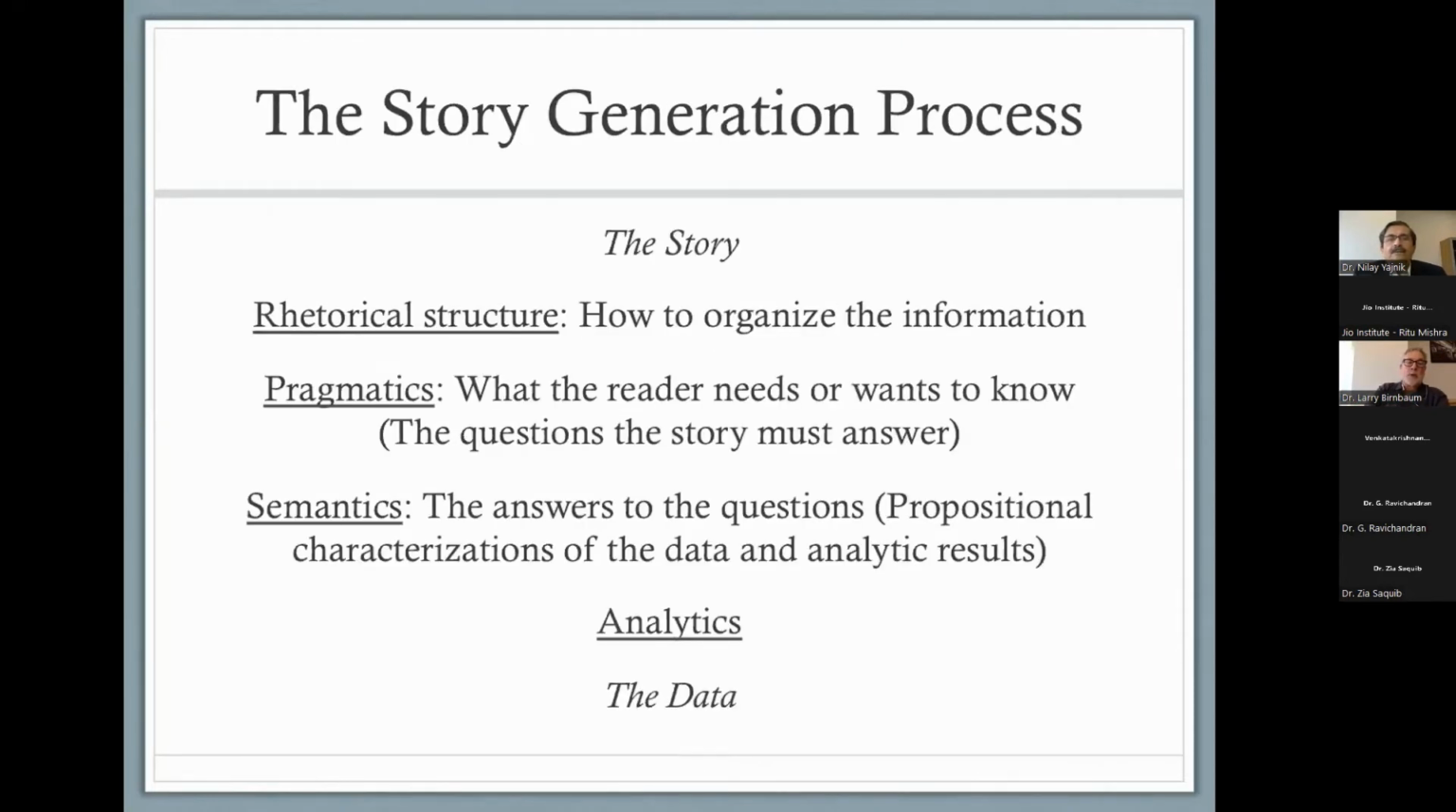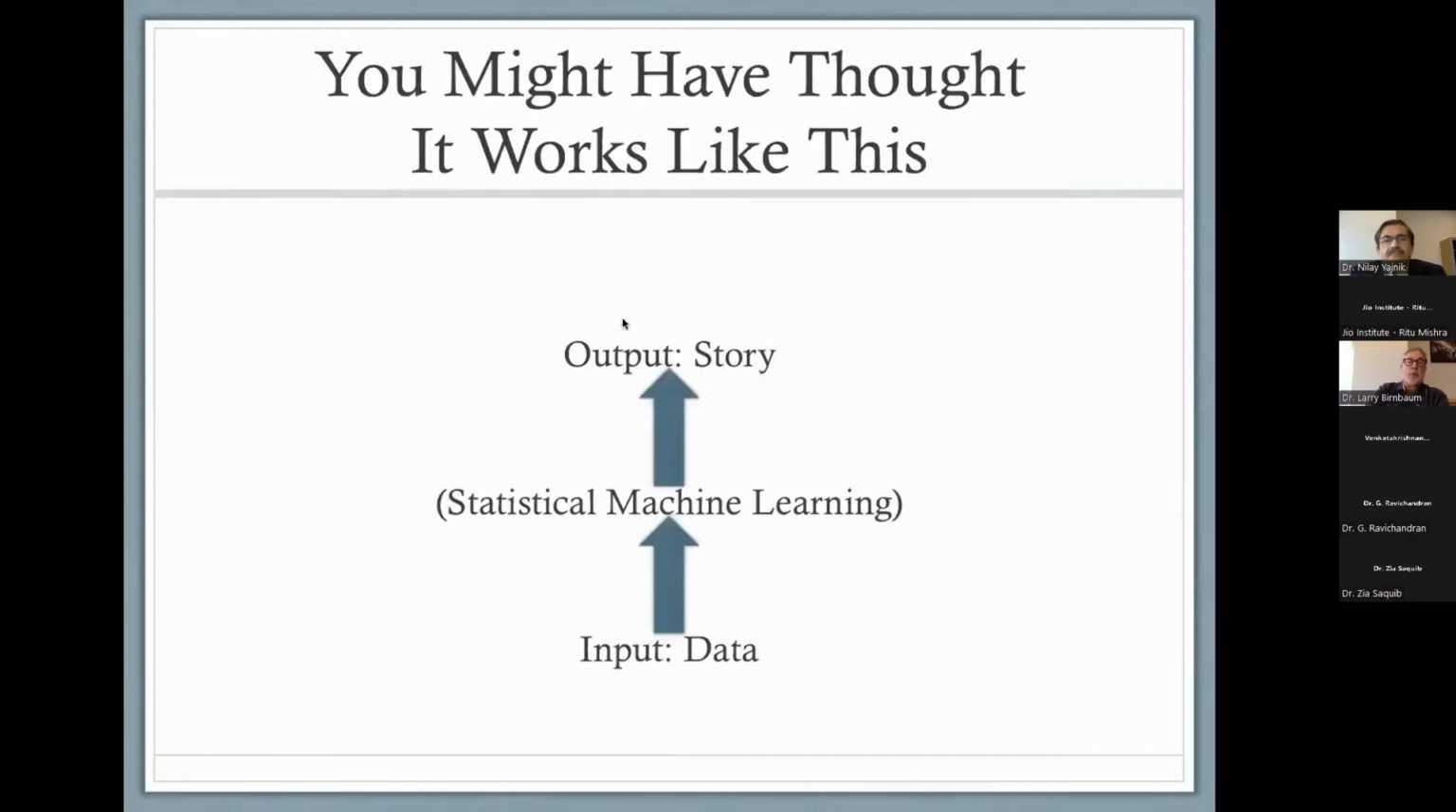In general, the story generation process that we're talking about here comes from middle out. We start with what does the reader need to know? But the process itself is going to go in this direction. We're going to start with the data. We're going to do some analytics. We're going to turn the results into answers to the questions in the way that we just described. Then finally, we have to organize that information to make a story.